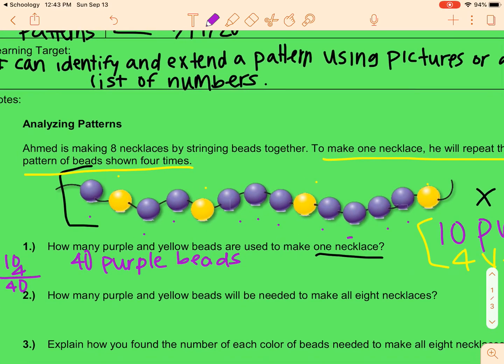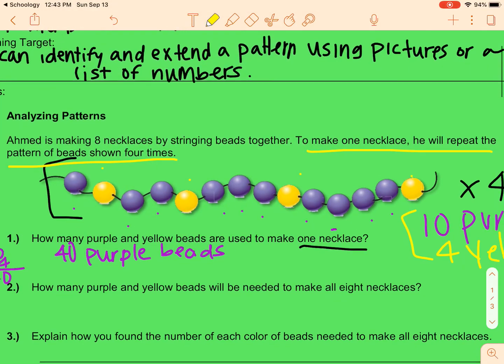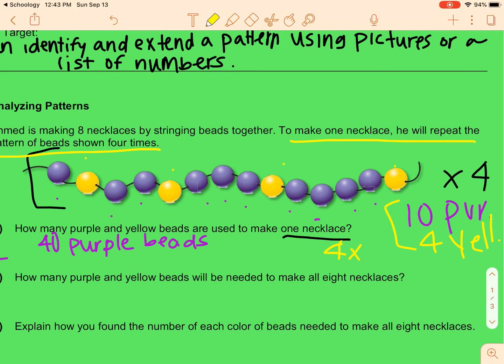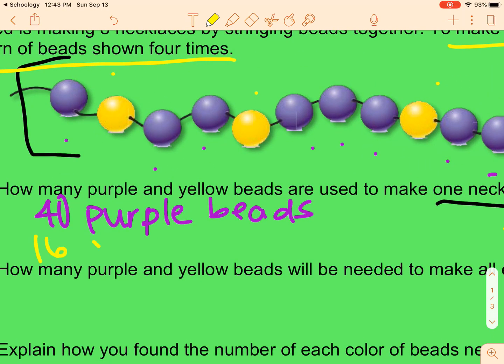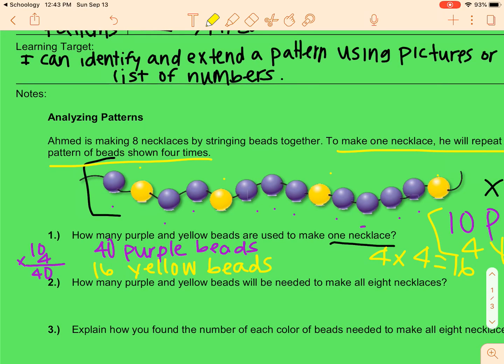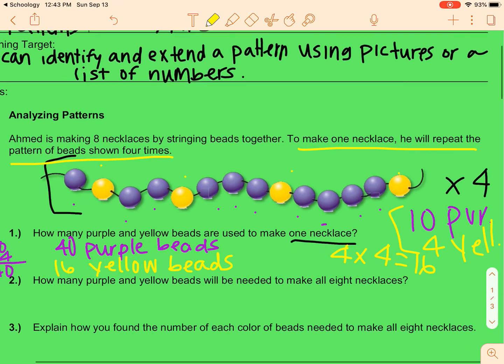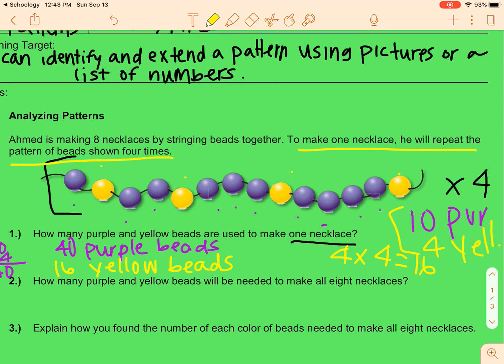And now we need to figure out how many yellow beads he is using. We're taking 4 times 4, which gives us 16. So 16 yellow beads. Alright, we have answered the first question. How many purple and yellow beads are used to make one necklace? He needs 40 purple beads and 16 yellow beads to make one necklace.